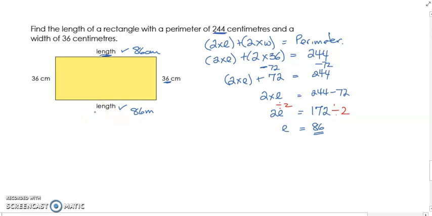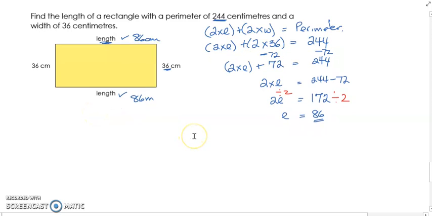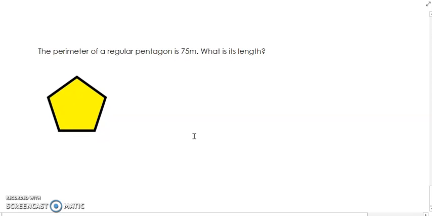If you're having a little problem, you can pause the video and go back and watch it again. All right, so let us look at this last one that we have, and this would work for any kind of regular polygon. So here we have a regular pentagon, and once we see the word regular, it is telling us that all sides are equal. And we see the word pentagon, you know that means it has 5 sides. All right? So if the question says the perimeter of a regular pentagon is 75 meters, what is its length?